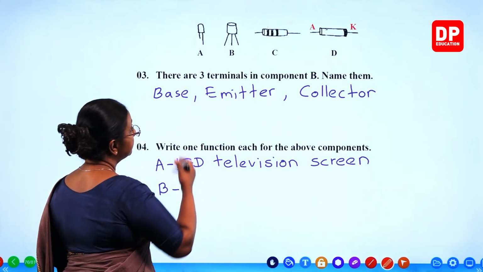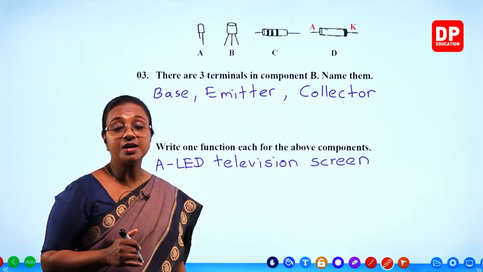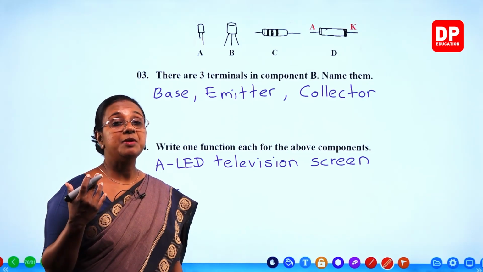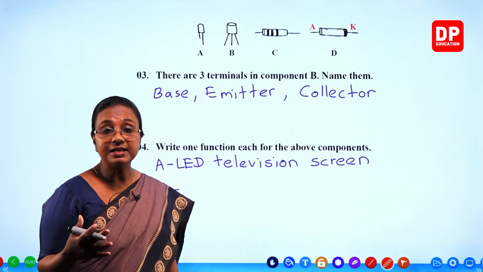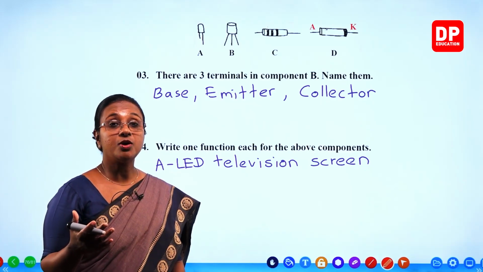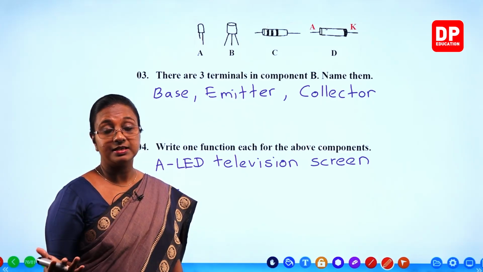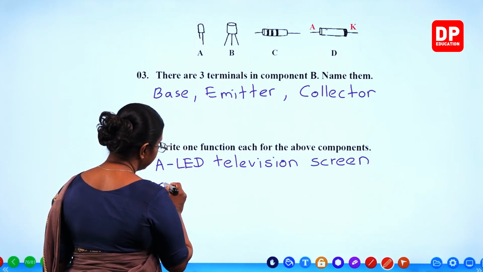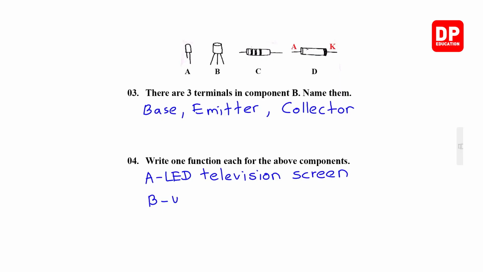Then B. B is a transistor. How can you use a transistor? It can be used as a switch in electronic circuits. It can be used as a current amplifier, a signal amplifier. It can even be used as an automatic switch with a light sensor. So you can give any of the functions. Now B, transistor, I will say used as a switch in electronic circuits.